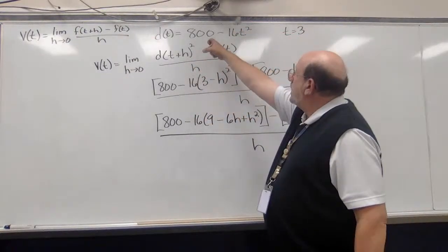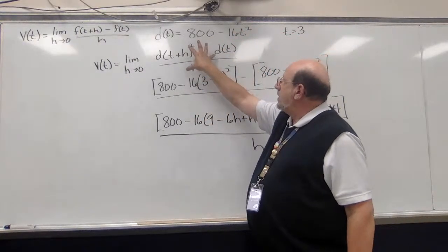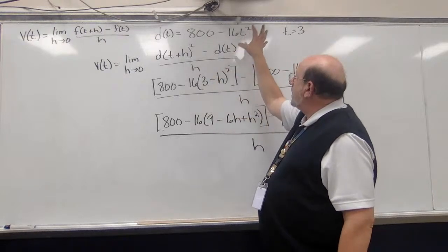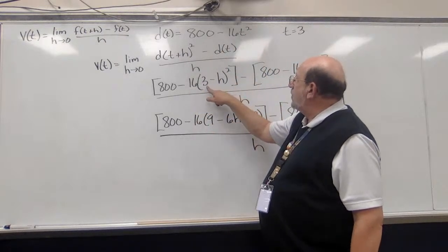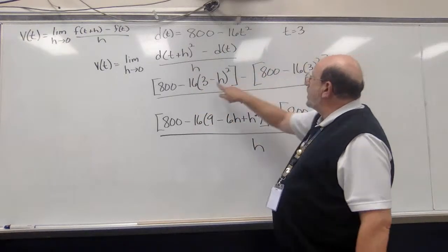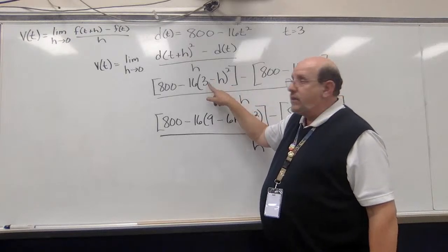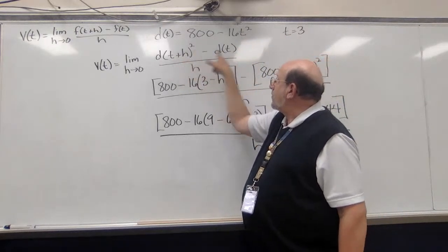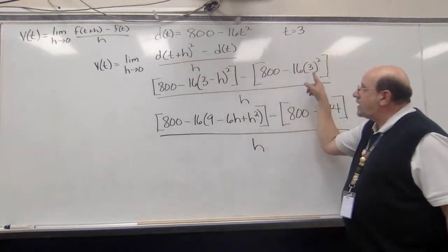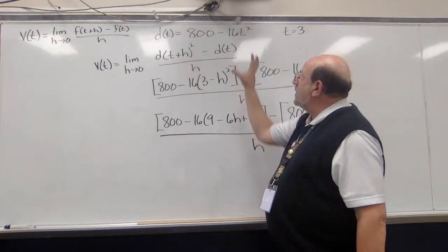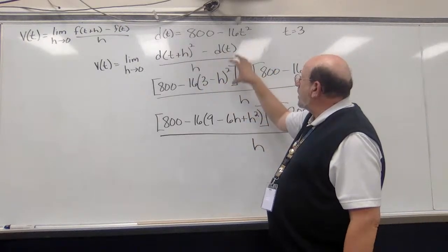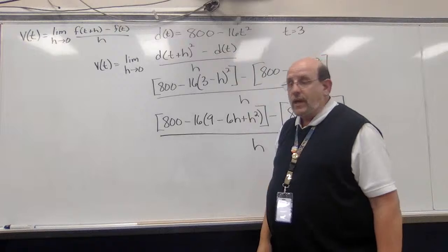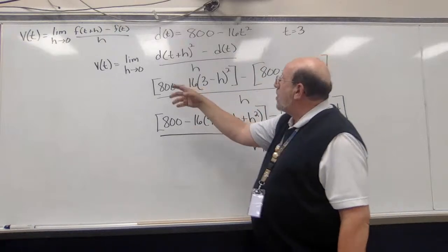Anyway, here we go. Here's my function. Here's the formula to use. And I started putting the numbers in. Everywhere you see a t, you put in a 3. I'm given a value for t, and I'm going to put that in everywhere I see a t, and I'm going to use the function and square it when I need to. And that's exactly what I did.